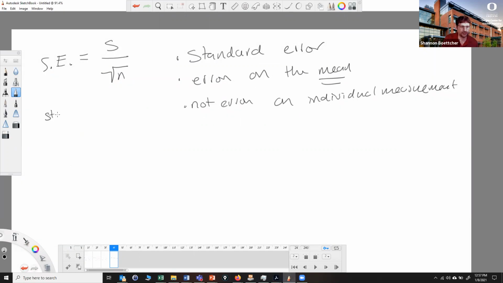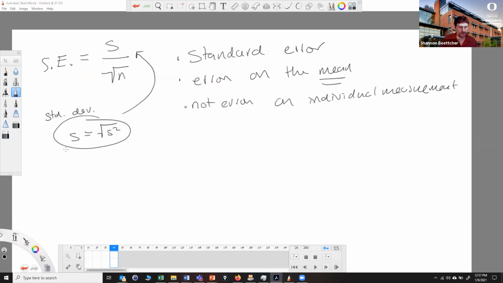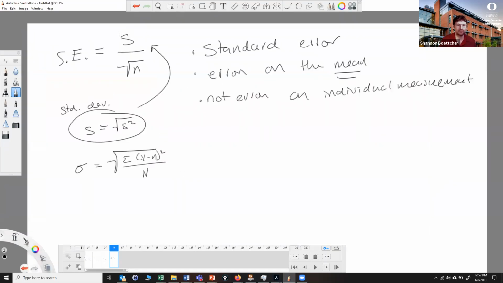The definition for the standard deviation, S, equals the square root of S squared, the square root of the variance. So the population standard deviation, sigma, is the square root of the population variance. Okay, good. So the standard error is the standard deviation divided by the square root of the number of samples. And then sigma over the mean, or S over y bar, is called the coefficient of variation, or percent error. The error divided by the value, and then the inverse of that.